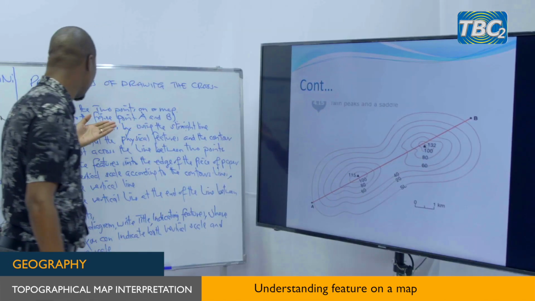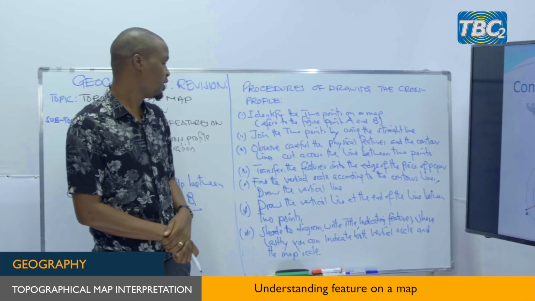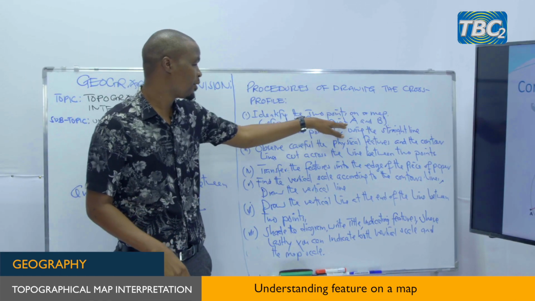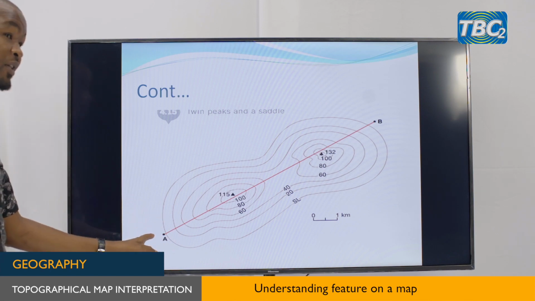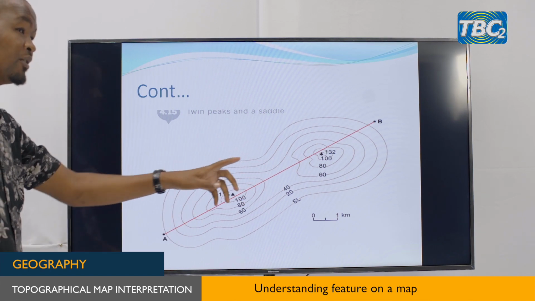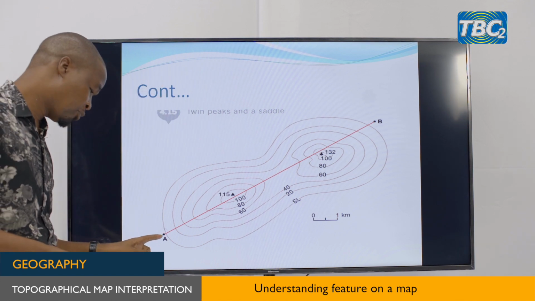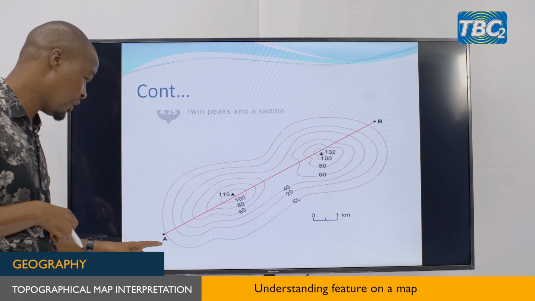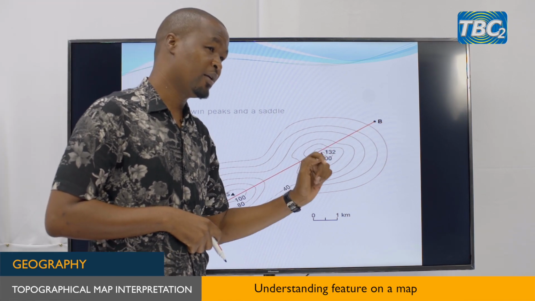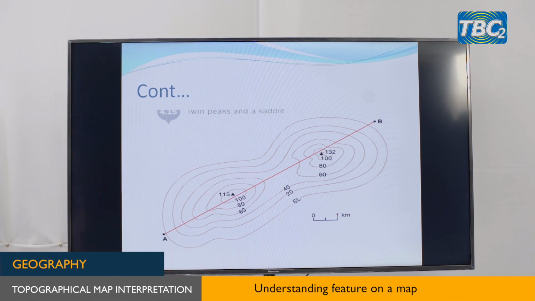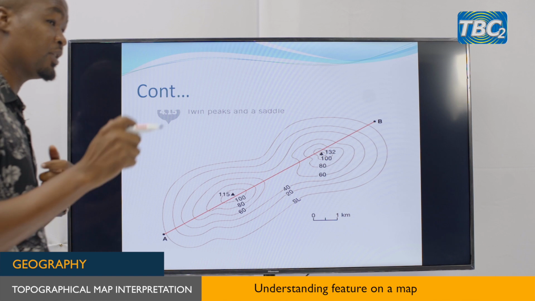I have written here: identify the 2 points on your map. Refer to the figure, point A and point B. By using our figure right here, we have been given point A and point B. It means they use a place name. This point here, its name is A, and this point here, its name is B. So that is the first procedure. We have already identified the 2 points, so we go to the second step.